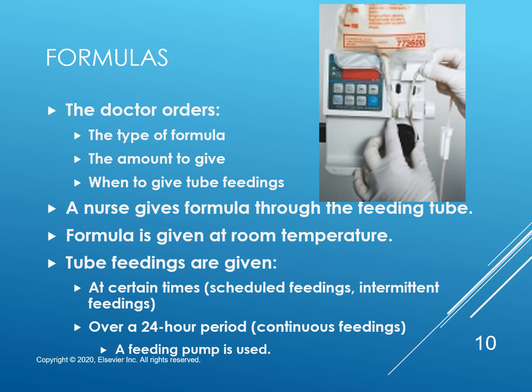Most formulas contain protein, carbohydrates, fat, vitamins, and minerals. Cold fluids can cause cramping. Open formula can remain at room temperature for at least 8 hours. Microbes can grow in warm formula. Intermittent means to start, stop, and then start again. In scheduled feedings, usually 8 to 12 ounces, 240 to 360 milliliters, is given over about 30 minutes. With continuous feedings, formula drips into the feeding tube at a certain rate per minute. A pump is used. The person receives a certain amount every hour.